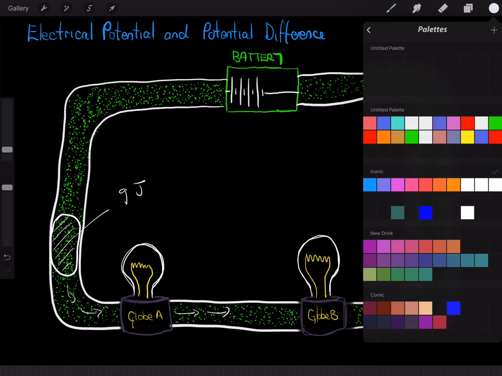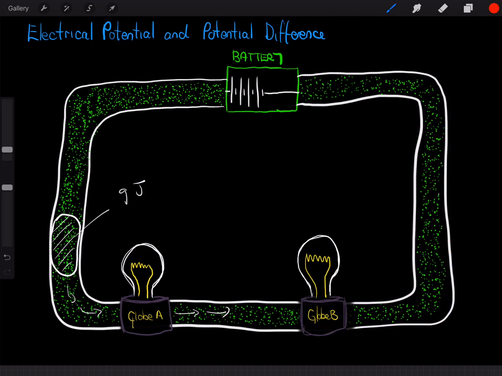Now, assuming the globe is turned on, which it will be, and it's creating light energy and it's creating heat energy, then that light and heat must have come from somewhere. It's actually come from the electrical potential energy that's been carried by that coulomb of charge. And so we've got this heat and light being created here.